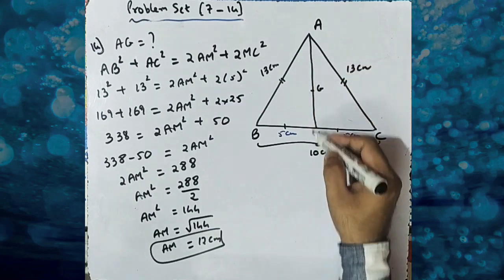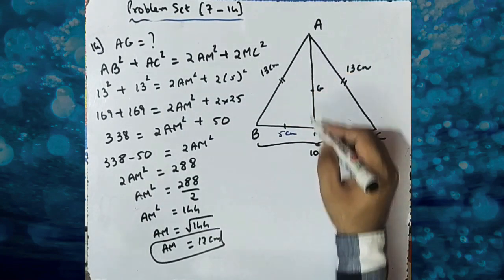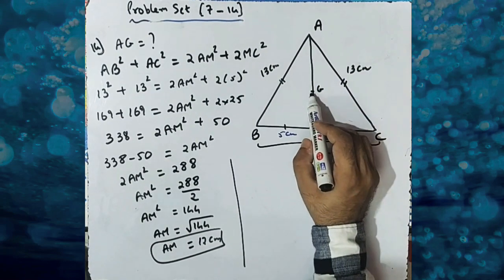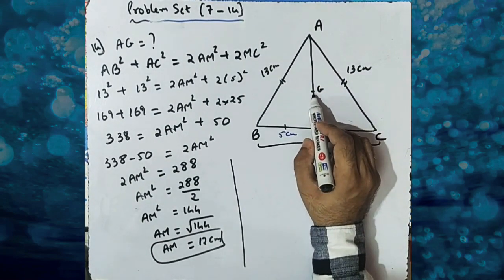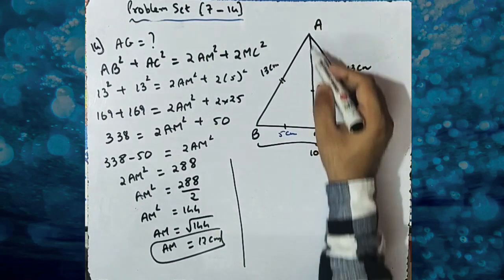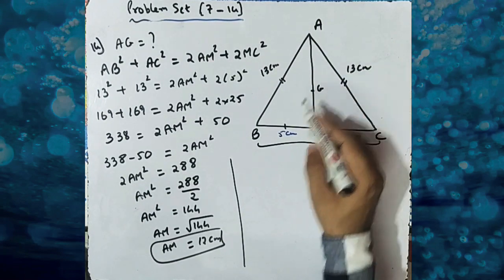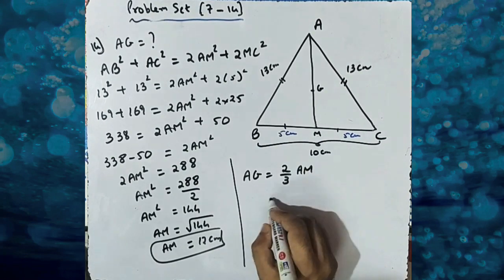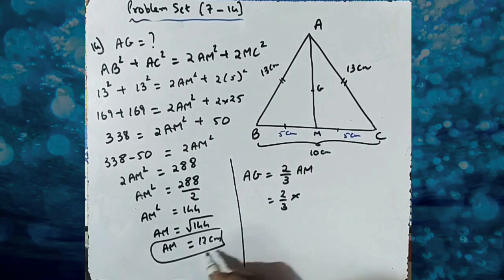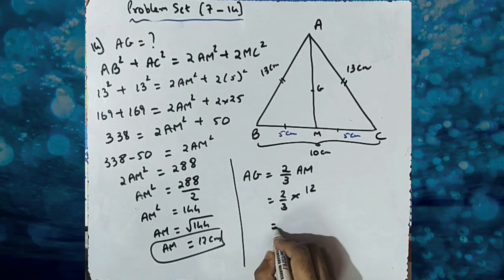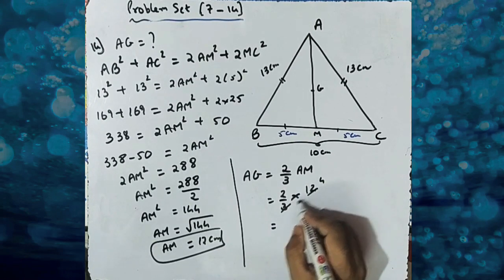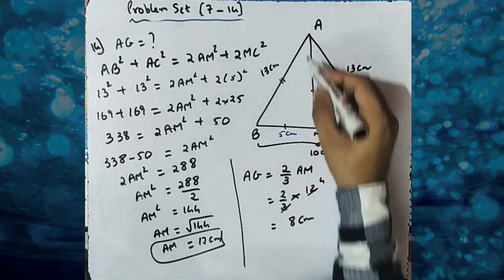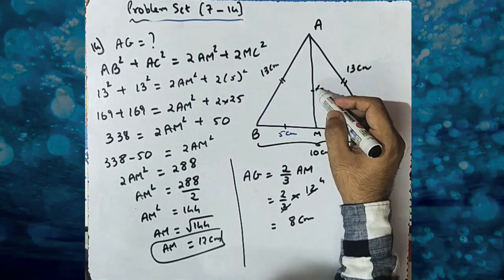We have found out the length of the median AM. Now we have to find out length AG. Centroid, remember this property, centroid divides the median in the ratio 2:1. Therefore, AG will become 2/3 of AM. 2 upon 3, in the place of AM will come 12. Cancelling will give you 3 4s are 12. 2 into 4, 8 centimeter. So length AG is 8 centimeter.